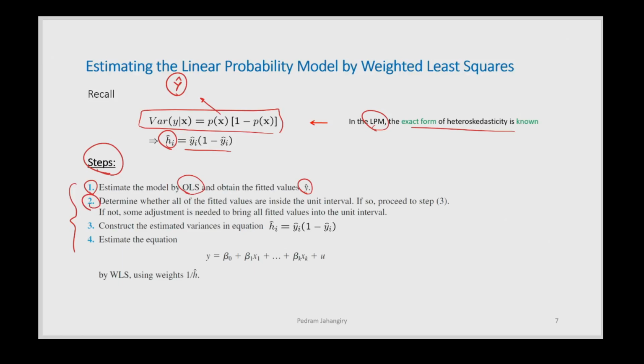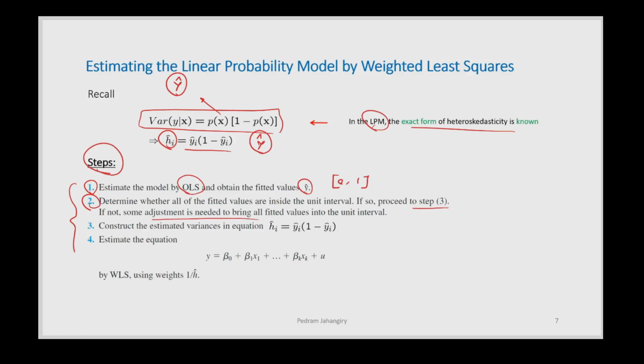Step number 2, determine whether all the fitted values, the y hats, are inside the unit interval. They're between 0 and 1. Why do I care? Because, guys, remember, y hats are probabilities in this model. So the probability cannot be negative or greater than 100%, right? So you test that. If all the y hats are between 0 and 1, yeah, that's fine. Go ahead, go to step 3. If not, we have to make some adjustments.